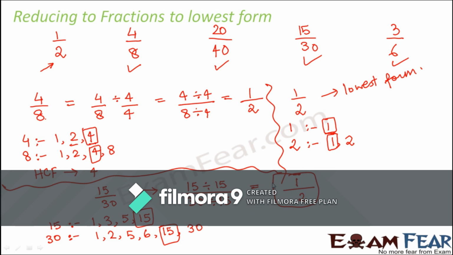But we can reduce 4 by 8 to 1 by 2. We can reduce 15 by 30 to 1 by 2. Similarly, we can reduce 3 by 6 also to 1 by 2. Try it out yourself. You can even reduce 20 by 40 to 1 by 2. So you can try these exercises yourself so that you get a hold of it. So this is how we reduce fractions to their lowest forms.